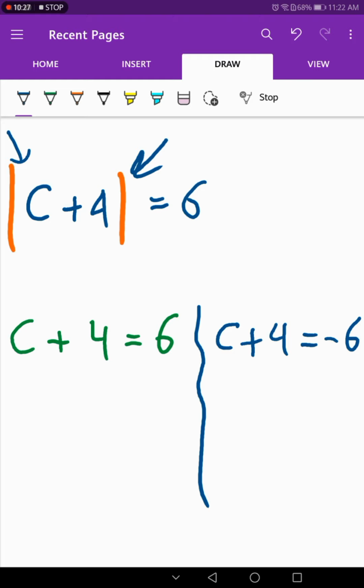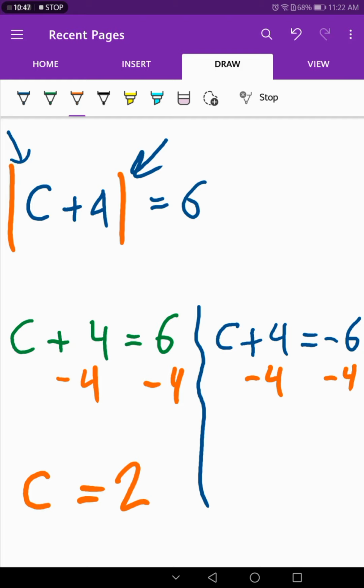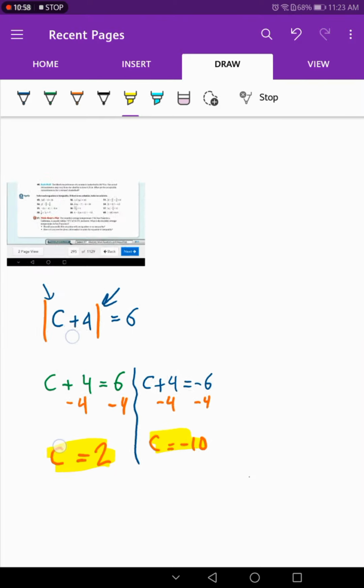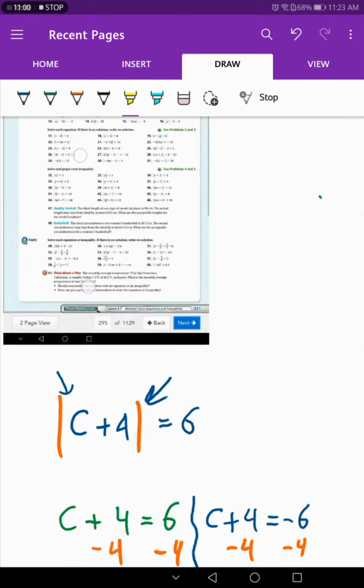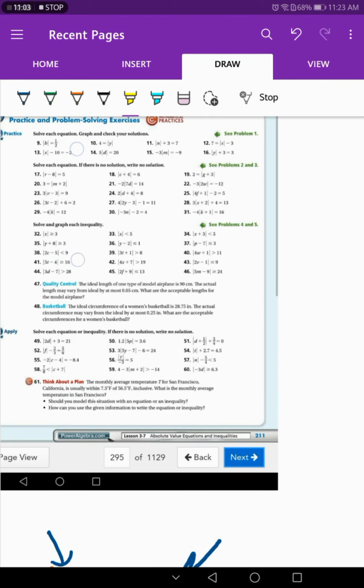Okay, my dear students, now we continue. Faris, c plus 4 equals 6, so we have to eliminate the 4, so negative 4, and here we have to do the same thing, negative 4. So c equals what? 2. And here, Mahmoud? c equals negative 10. And you see how many solutions I get here? 2 solutions. Great. Now, are you happy, my boys? Yes. Okay, so we are done with part 2.